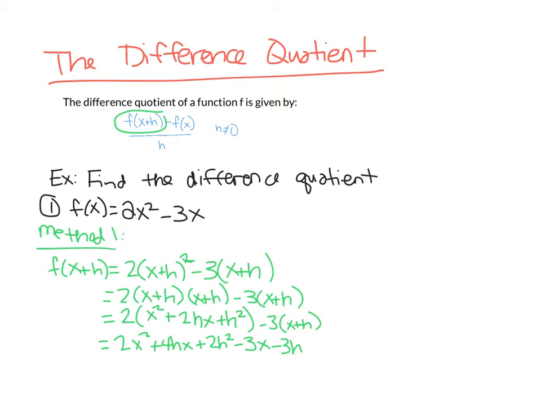So now I'm actually going to take that ugly formula that I have up there, and I'm going to start plugging stuff in. So the first part of the formula, the part that I have circled in green, is that f of x plus h. That is what I just found. So I'm going to go ahead and do that.